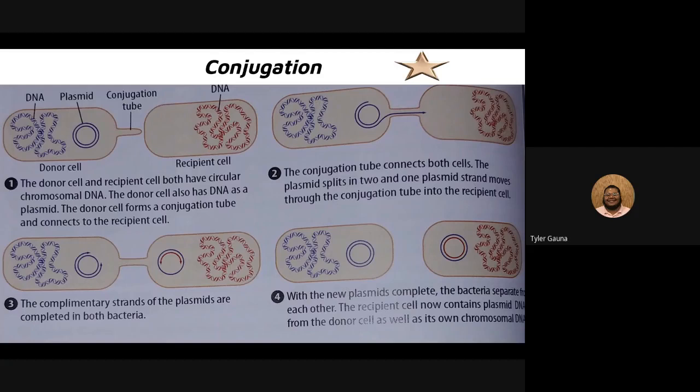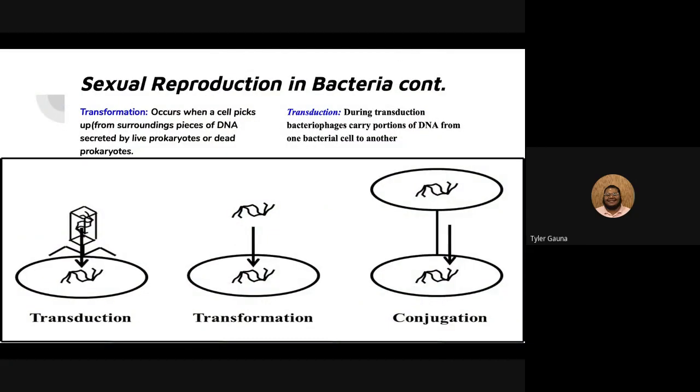Conjugation is a form of DNA transfer between a donor and recipient cell. And through a conjugation tube, the DNA and the plasmid are both switched and shared between both cells until the donor cell and the recipient cell are identical and they have the same amount of genetic information. So, sexual reproduction in bacteria continued. So you have transduction, transformation, conjugation. We've went over conjugation. Transformation is just when a cell picks up something. A cell can just be going around and picks up a form of virus or a bacteria. And then transduction is what I showed you at the beginning. It is when that bacteriophage lands on a cell and it inserts all of the information needed.